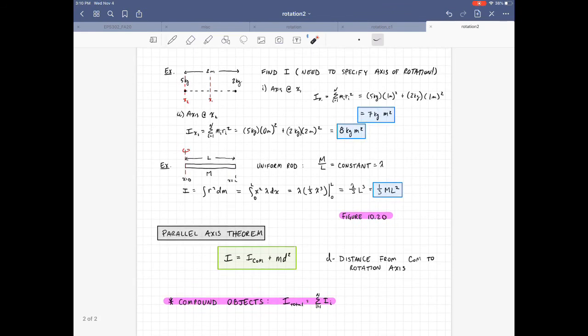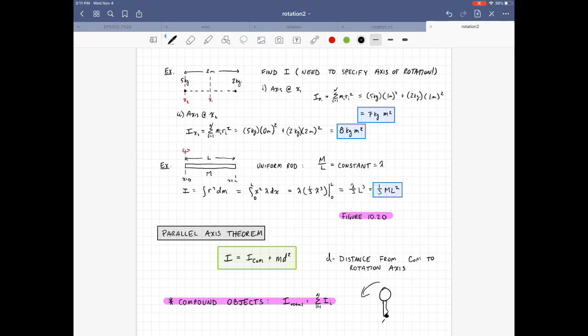The last thing I want to mention is that if you have a compound object, so maybe you have a rod connected to a sphere or a rod connected to a disk, and it's rotating, well then to calculate the moment of inertia, you just treat the objects separately. So let me just show you what I mean. So let's say you've got a rod and then a sphere, and maybe this thing is rotating about that point. And so you want to know the moment of inertia about this rotation axis here.